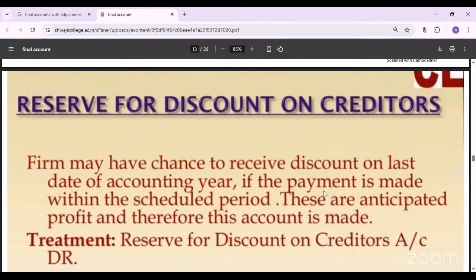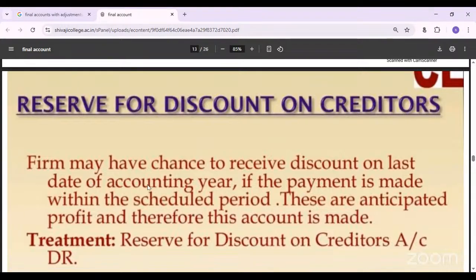ఓకే. దేర్ ఇస్ ఏ డిఫరెన్స్. ఈ డిస్కౌంట్ అనేది మనము ఇస్తే వాళ్ళు డెటార్స్ అవుతారు, మనము తీసుకుంటే వాళ్ళు క్రెడిటార్స్ అవుతారు. దట్ ఈస్ ద డిఫరెన్స్. ఓకే. ద ఫర్మ్ మే హ్యావ్ ఛాన్స్ టు రిసీవ్ డిస్కౌంట్. హియర్ ఇట్ ఈస్ మెన్షన్డ్ రిసీవ్ డిస్కౌంట్. ఎవరి దగ్గర నుంచి రిసీవ్ చేసుకుంటాం? క్రెడిటార్స్ దగ్గర నుంచి మనం రిసీవ్ చేసుకుంటాం.